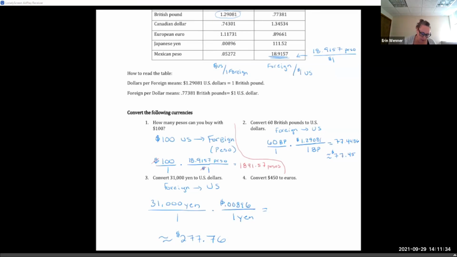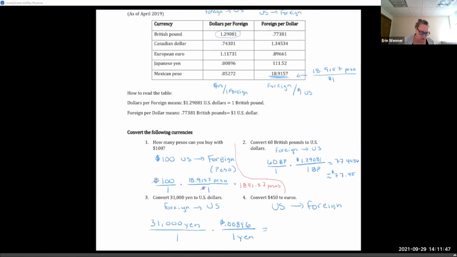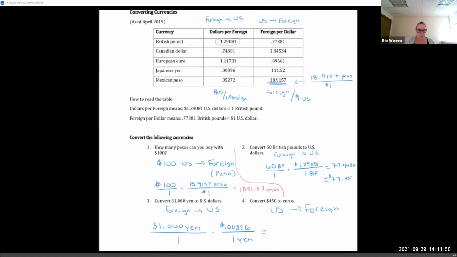Okay, so number 4, we want to convert $450 to euros. So again, think about it. I'm starting with US and I'm going to foreign. So if you need me to show you, think about which column you want to use and go from there. Answer so far correct?